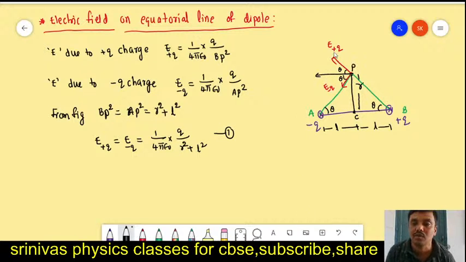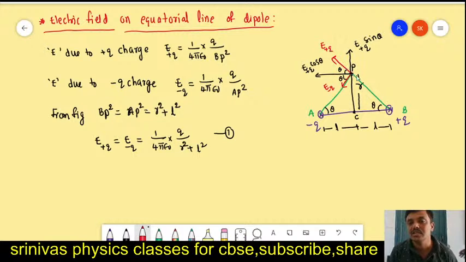Next I want to find out the net electric field here. For that, what I have to do is classify E plus Q into components. This side, E plus Q cos theta you will get. And here, this side, E plus Q sin theta you will get. Why? The E due to plus Q charge will be like this. This is the direction of the E due to plus Q charge. You classify this E plus Q into components, E plus Q cos theta, E plus Q sin theta. E minus Q is also classified into components.